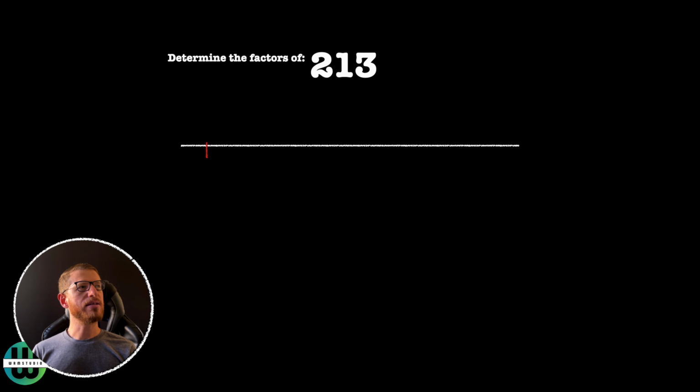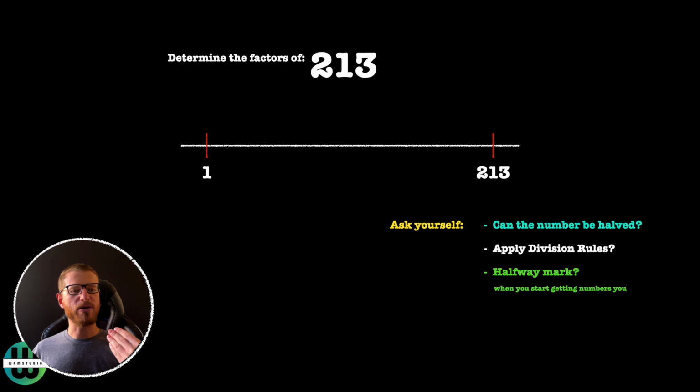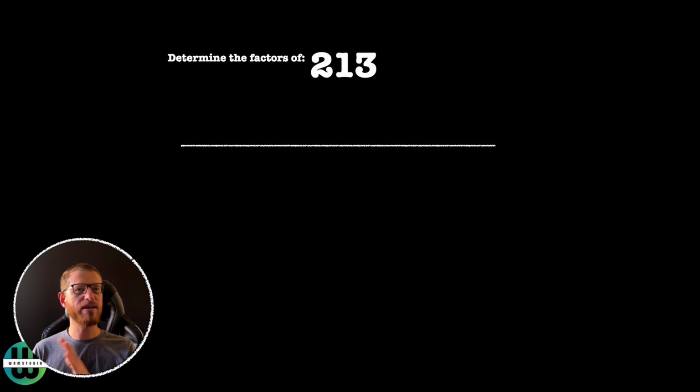So 65 cannot be halved. Can it be divided by 3? No. 6 and 5 gives me 11. 4, no. 5, yes. So my next group will be 5. And 65 divided by 5 will give me 13. Now, if I follow my divisibility rules correctly, I'm going to end up with no other factors until I reach 13. 13 is my halfway mark because it's already on my number line, and thus I've gotten all my factors: 1, 5, 13, and 65.